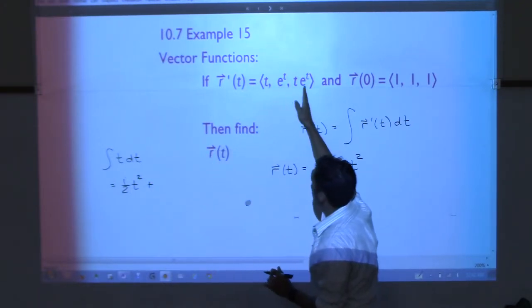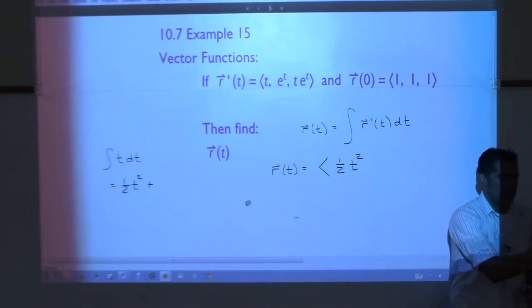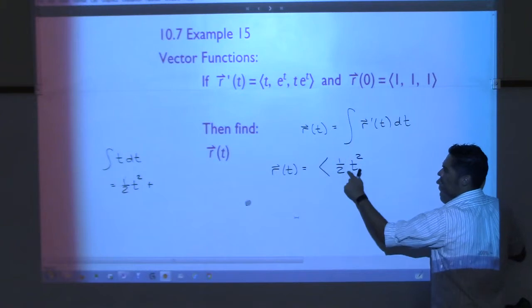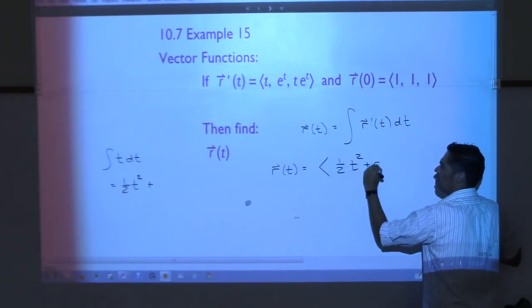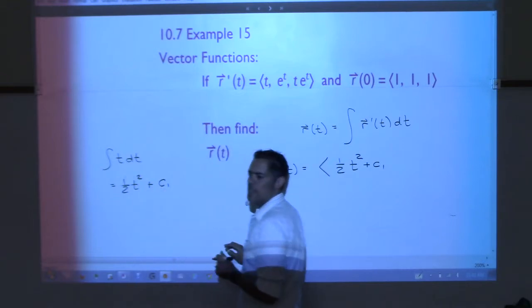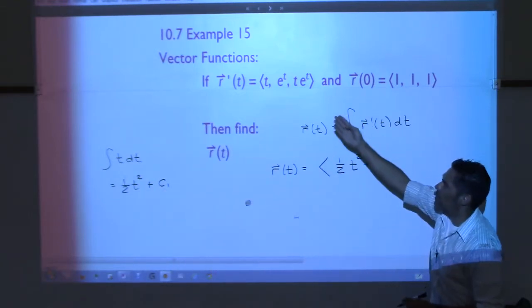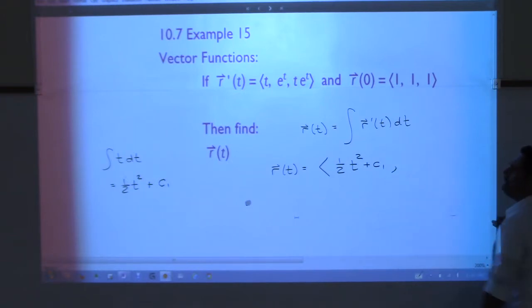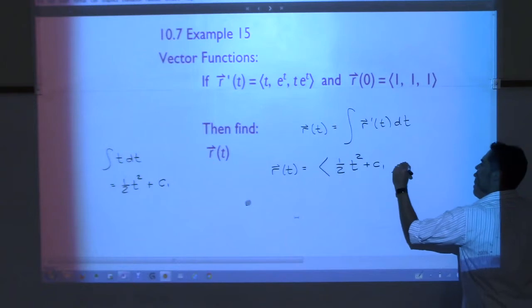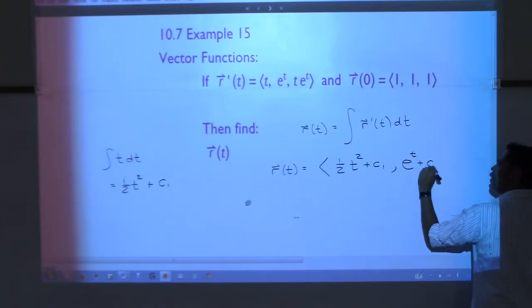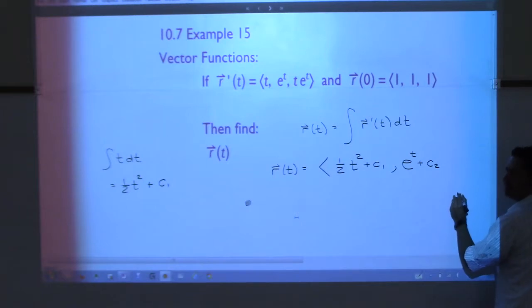But I'm going to do 3 of these integrations, 3 separate ones. I'm going to get 3 separate constants, right? So what I'm going to put here is 1/2 t squared plus c1. Normally we call it c, but I'm going to call it c1 because it's the first integration that I did. Now I need the second one. The antiderivative of e to the t is itself, e to the t plus a constant of integration c2, right?